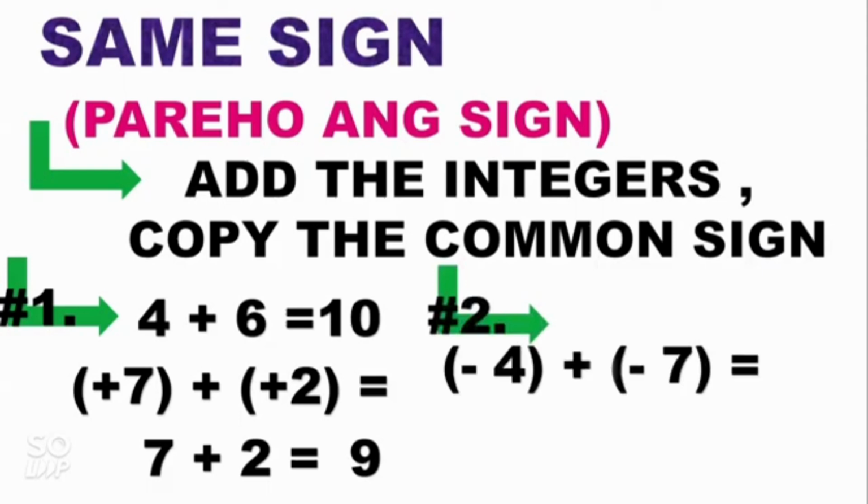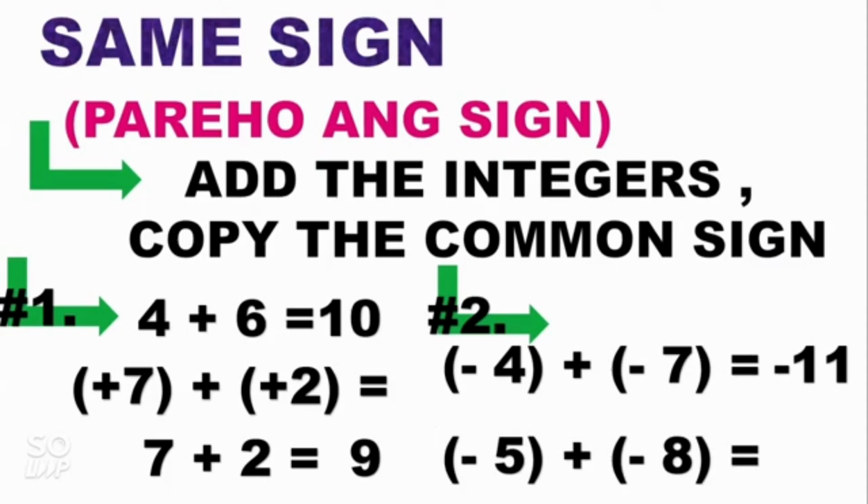Okay, next, example number 2. What if we have negative 4 plus negative 7? Titingnan muna natin yung sign ng dalawang integers natin. Same sign. So i-apply natin yung rule na to. Pag same sign, add the integers. So that is 4 plus 7 equals 11. And then copy the common sign. Kopyahin kung ano yung parehong sign nila. So ang common sign is negative. Therefore, ang sagot dito is negative 11.